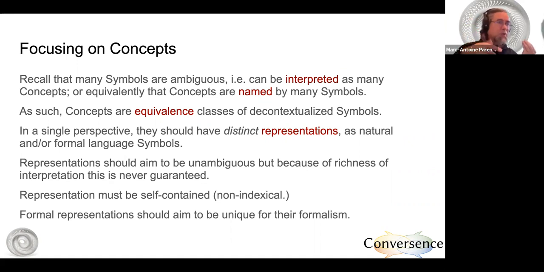I said concepts are immutable, but then you'll basically say this concept is obsoleted by this other revised concept with a new representative. Representation must be self-contained. That is, it should be read as a whole without reference to external text outside it. It's not indexical in linguistic terms. Like when you say, this is great, what is this? That's an indexical sentence.